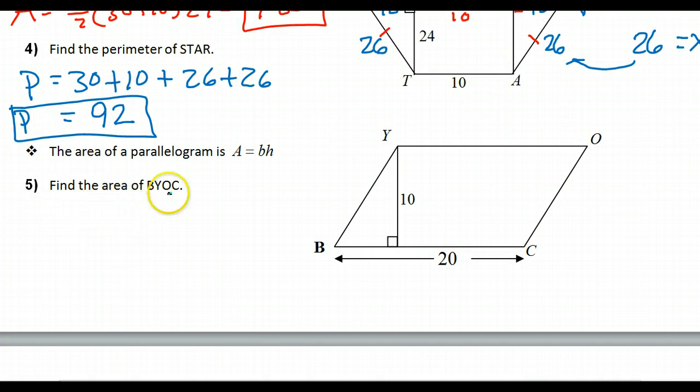Okay, number 5. Area of a parallelogram. Well, this is the easiest one of all. Area is just base times height. So that's just going to be 20 times 10. So that's just going to be 200.